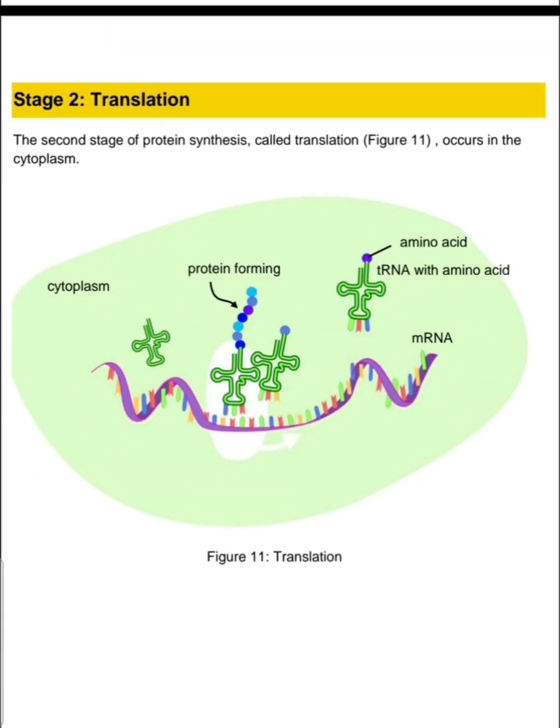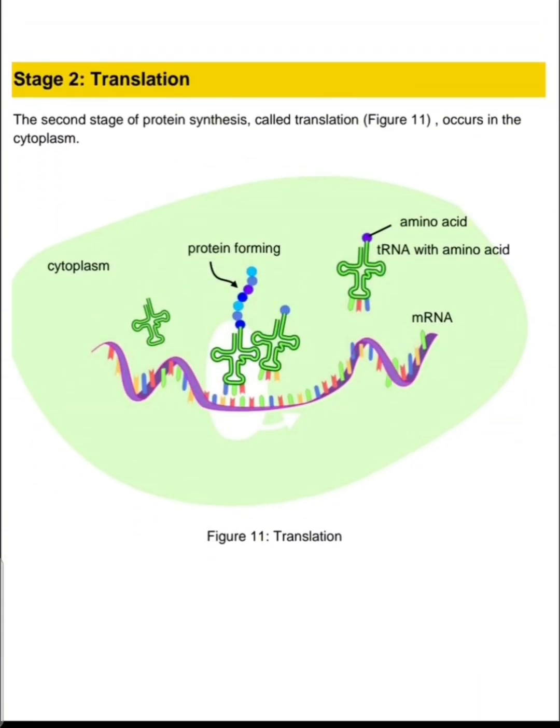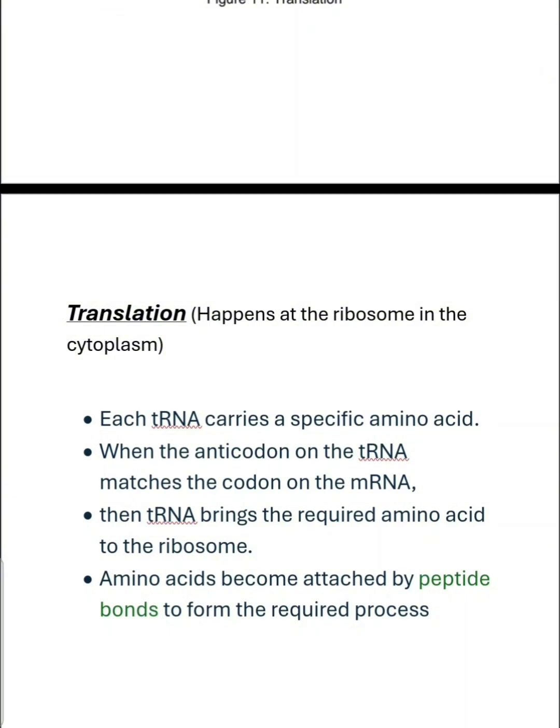And then this happens in the cytoplasm. All right, so here's the process. Each tRNA carries a specific amino acid. When the anticodon on the tRNA matches the codon on the mRNA, the tRNA brings the required amino acid to the ribosome, and then that amino acid becomes attached by peptide bonds to form the required protein.